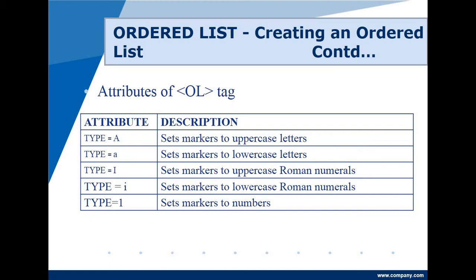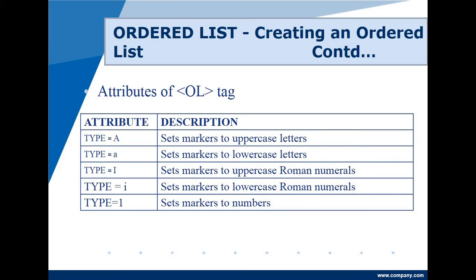So how can we mark our sentences or options? It can either be alphabets in both formats, uppercase and lowercase. It can even be a Roman number in uppercase and in lowercase, or it can be a number starting from 1. So this is an attribute which can change the marking options. According to your wish, according to your requirement, you can use any of these 5 available marking options.